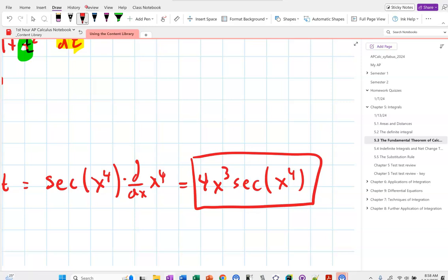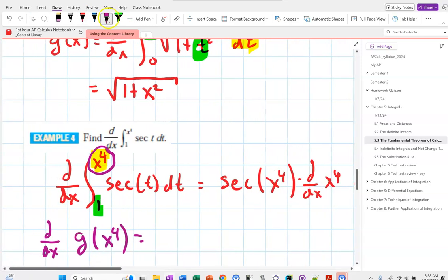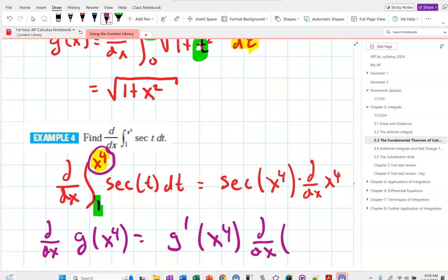Everybody's okay there? We catch that? So it's just like a standard chain rule problem, right? Just have to make sure you're thinking about that the right way, but the chain rule is working exactly the same way.